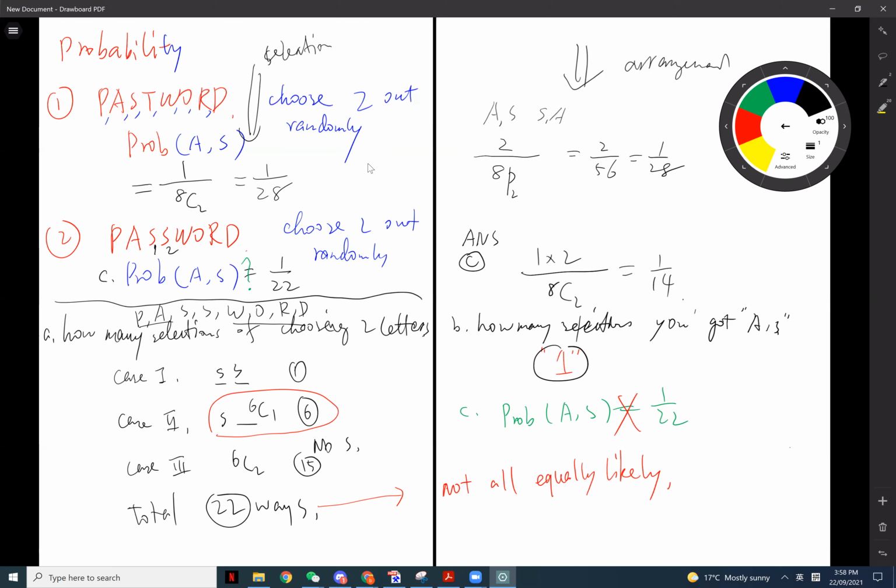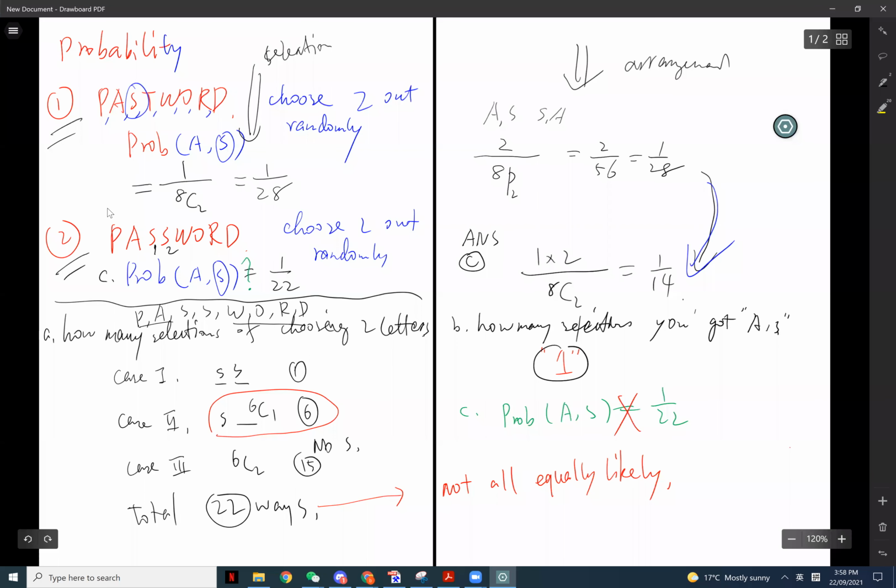If you compare question 1 to question 2, question 2, the chance doubled. Because the chance you choose S doubled. Okay, this is not equally likely. That's why here not right. Okay.